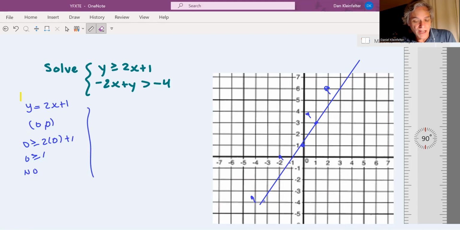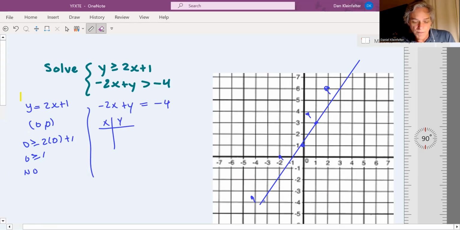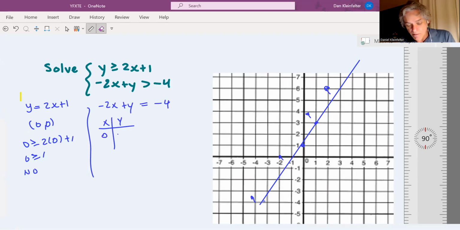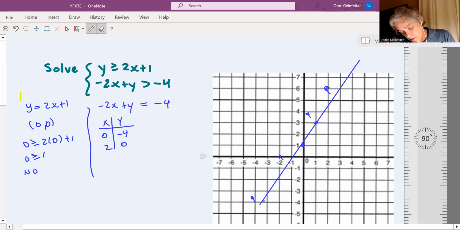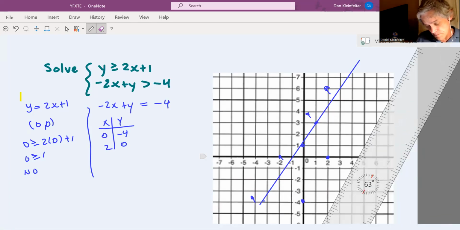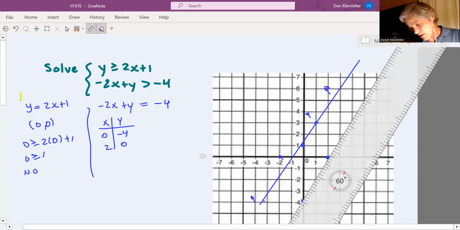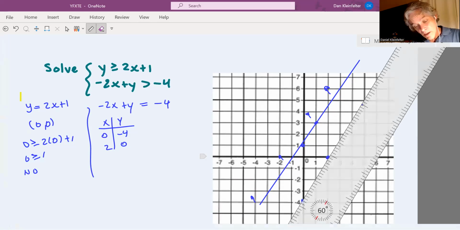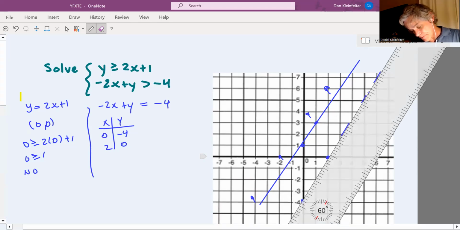Okay, for the next one, we have negative 2x plus y equals negative 4 as a line. And for this one, it'll be kind of nice to use the intercepts because it's in kind of general form. When x is 0, y will be negative 4. When y is 0, x will be 2. Okay, so we have (2, 0) and (0, negative 4). This one looks kind of parallel to the first one. We're going to be using a dashed line this time.